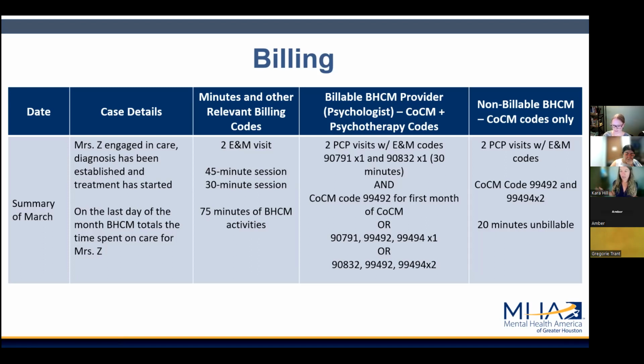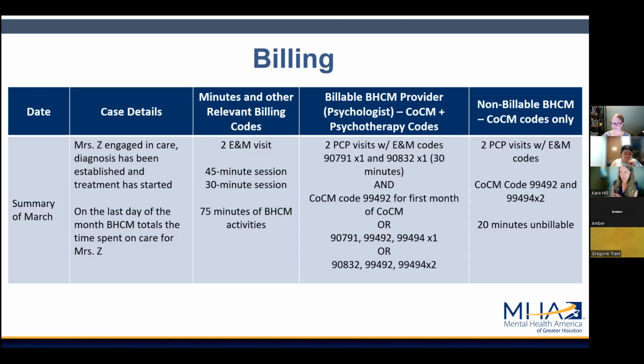So the summary of our visit, our time as a behavioral health care manager on collaborative care codes: we had 2 E&M visits, 2 visits with the provider. We had a 45-minute session with the patient. We had a 30-minute session with the patient. And so 75 minutes of behavioral health care manager activities. Obviously, with the 2 PCP visits, you use your traditional E&M codes. With your 90791 and 90832, you can charge 30 minutes of your time.